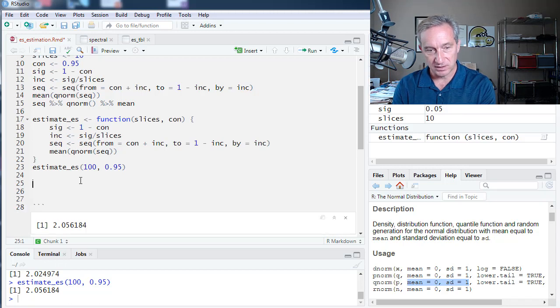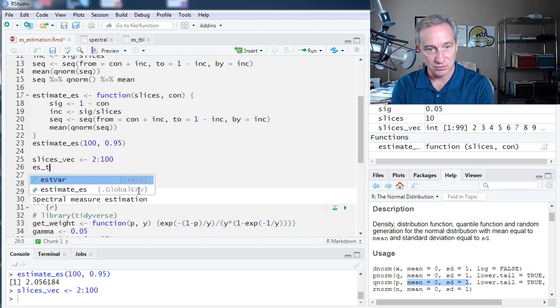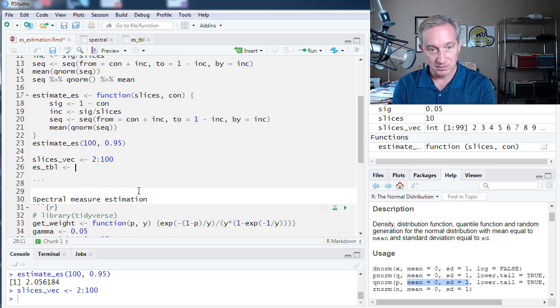So what I'm going to do is create a slices vector. This is the table I'm going to create, I'm going to run and get the expected shortfall estimate for each value in this slices vector. And so I'm just going to go from 2 to 100 on that. And then I'm going to build the expected shortfall table, or tibble, which is the tidyverse version of the data frame.